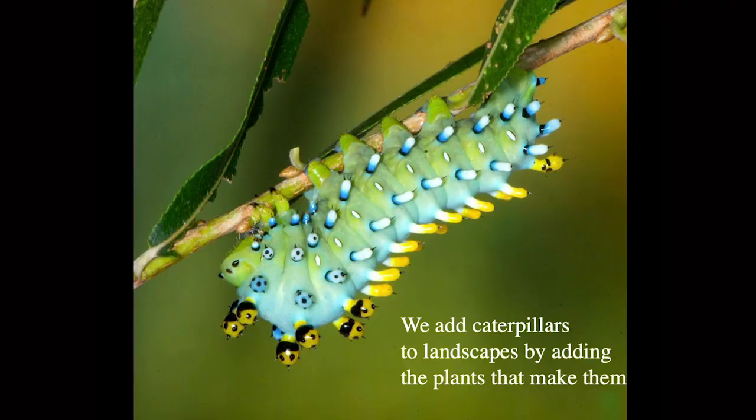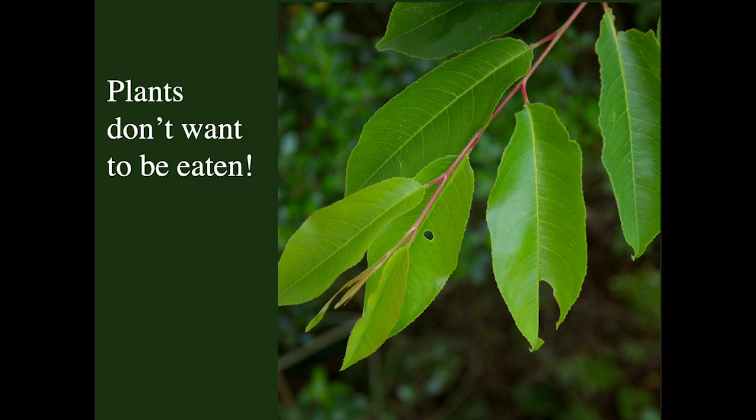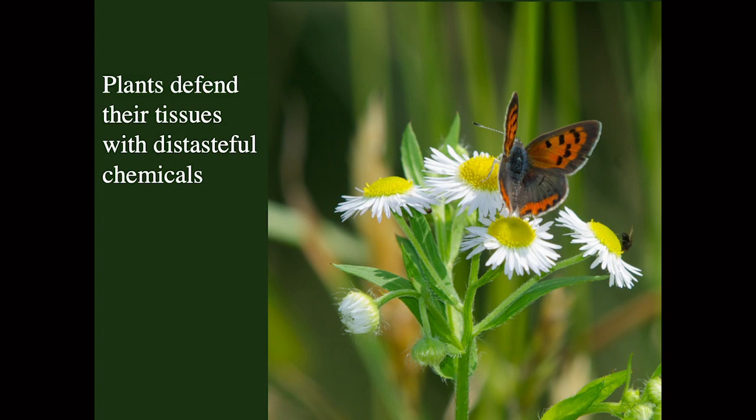We add caterpillars to landscapes by adding the plants that make them. Most plants, like this Kentucky coffee tree, it's a good native, but most of them don't make a lot of insects. Why? Because plants don't want insects to eat them. They don't want to be eaten. They want to load their leaves with nasty-tasting chemicals, secondary metabolic compounds that make those plants either bitter or downright toxic. And it's a really effective defense that keeps most of the insects of the world from eating most of the plants of the world.